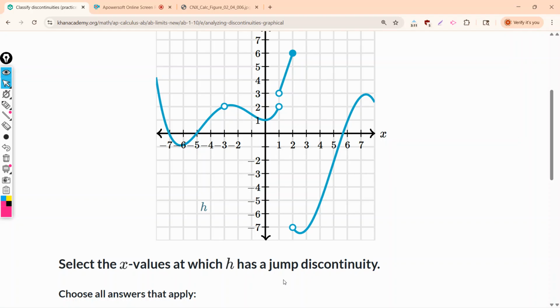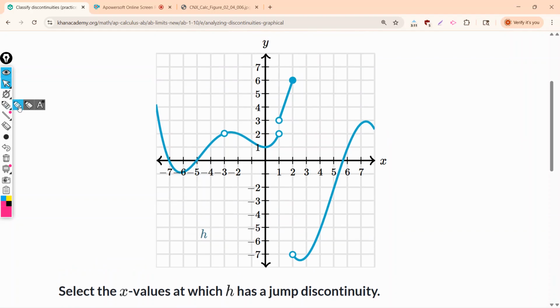All right, one more for fun. We're looking for the jump discontinuity. So let's see. Starting from the left, here's the first discontinuity. The point is removed right there, but it continues as it were. Okay, it still has a two-sided limit. So that one right there is removed.